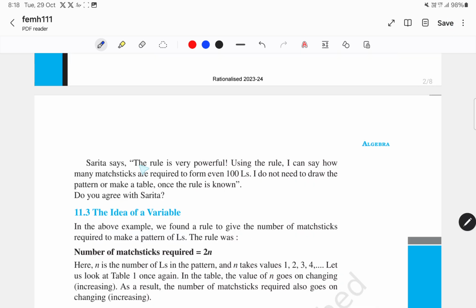So हमने एक rule बनाया, which is a very powerful rule. Using the rule, I can say how many matchsticks are required to form 100 L's. For 100 L's, N is equal to 100. So we have made the rule that the number of matchsticks required is equal to 2 times N. This is the rule. 2 into 100 is equal to 200, so 200 matchsticks are required to make 100 L's. Okay.